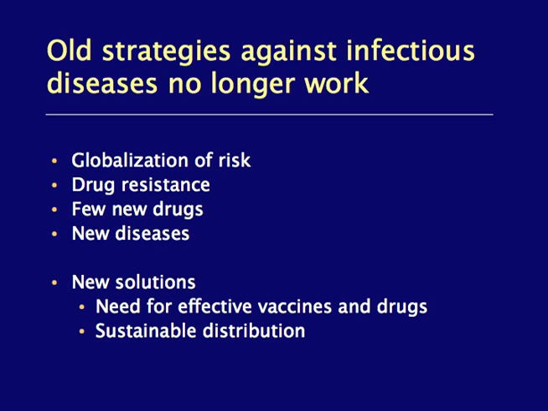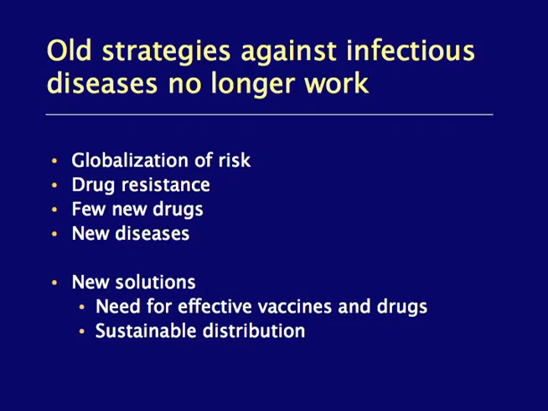There's the globalization of risk. We talked about that a little bit, this issue of spread, and we'll talk about that a little bit more. Drug resistance, there are few new drugs, and there are also new diseases. This is one that we missed, right? And we're going to talk about new diseases a little bit at the end, because I think it's also very important as we think about infectious diseases. This isn't a static thing.